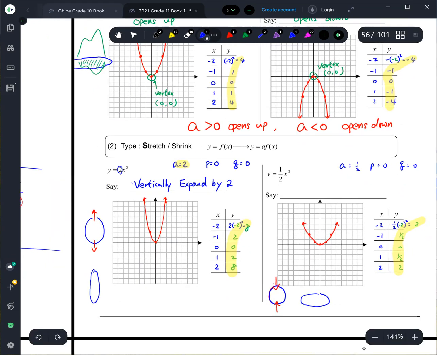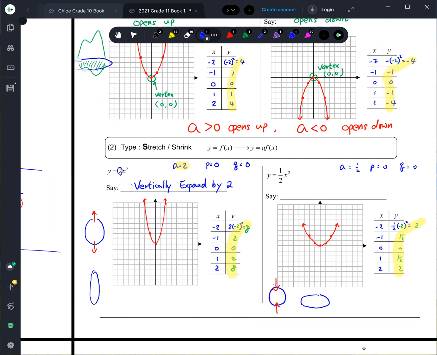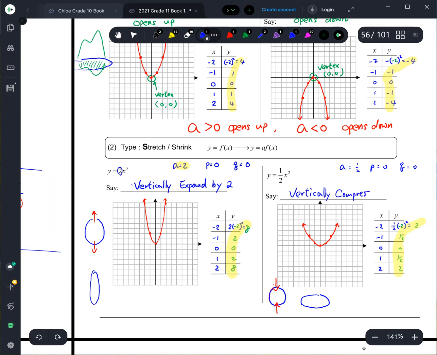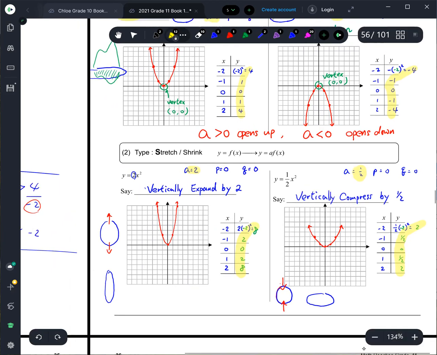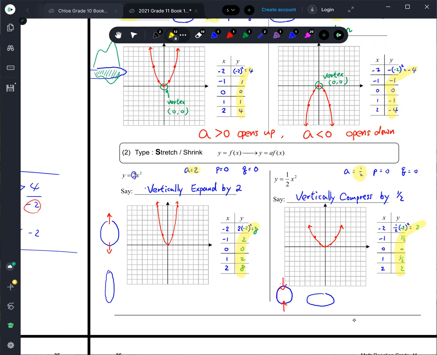But it affects the y, so we should be talking about shorter, right? Goes up slower. And we want to put it into numbers, we can say vertically, because it's pushing up and down. Vertically, instead of expand, we will say compress, or you can say shrink. Shrunk by half, okay? And that half is because of our a. A is half, so all the y values become half. Any questions so far?